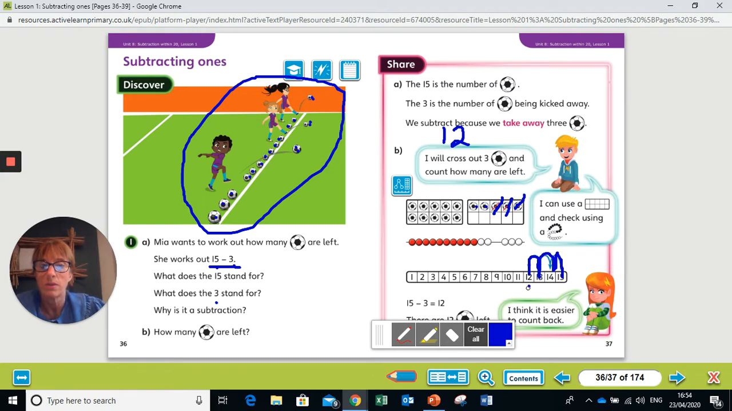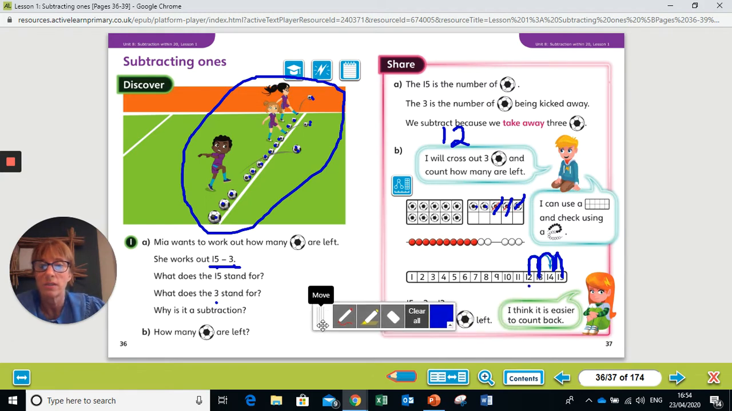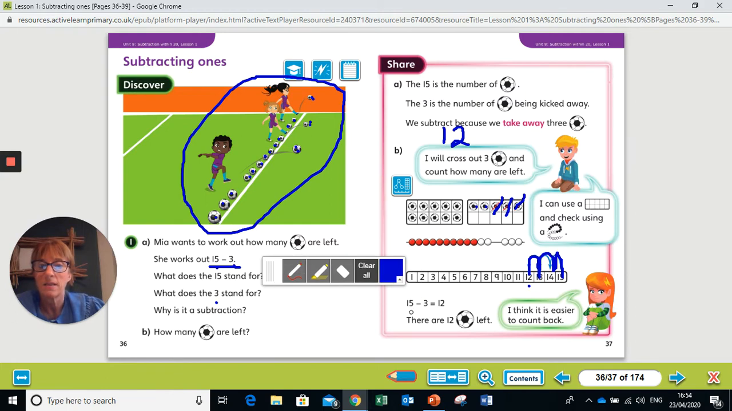So when we've used our number track, our answer is 12 just the same. 15 take away 3 equals 12. And here's our number sentence. There are 12 footballs left. Now, the little girl is saying, I think it's easier to count back using her number track. What do you think? Agree or challenge? Do you think it's easier to use the number track to count back or the tens frame? Put your thumbs up if you think the number track, and challenge if you don't think that's the easiest.